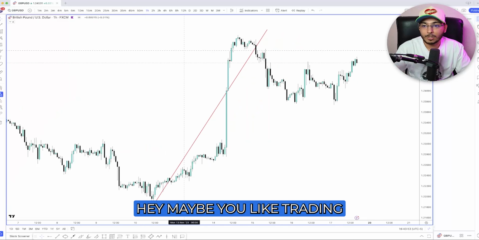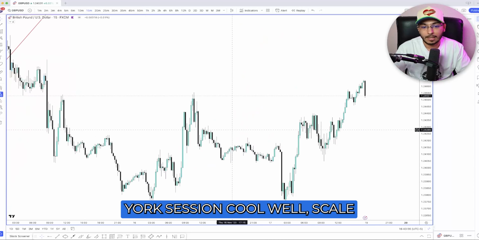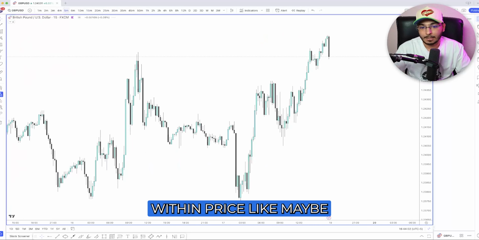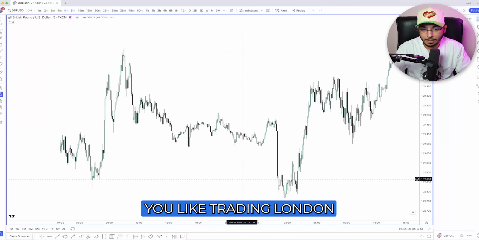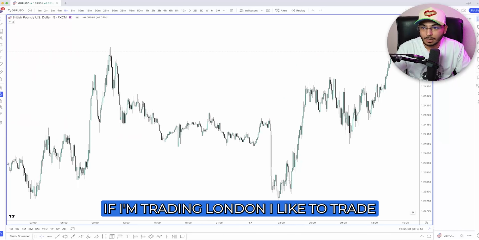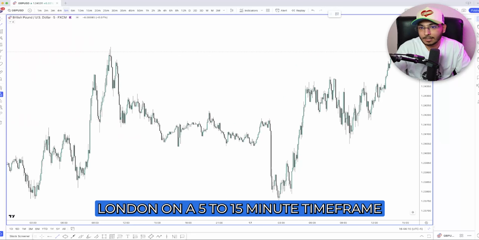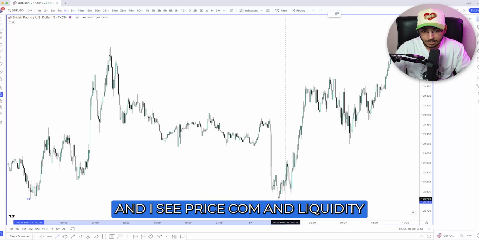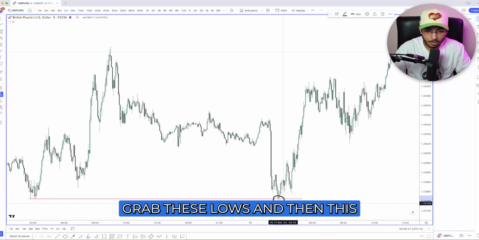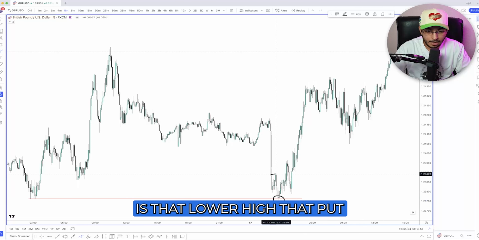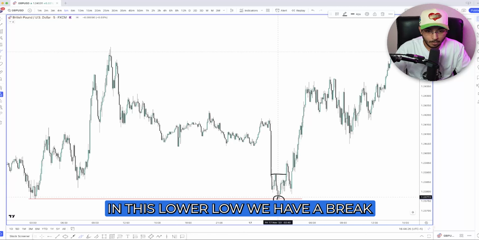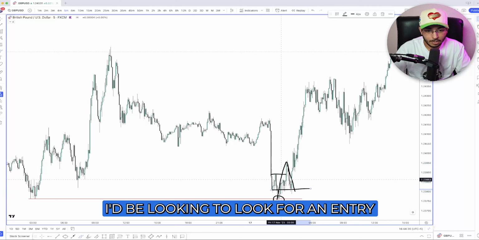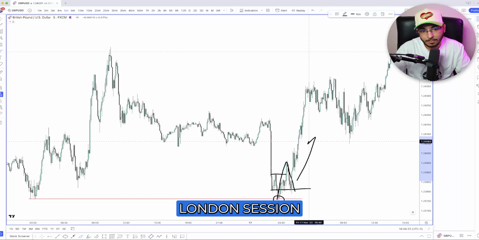Hey, maybe you like trading New York session. Cool. Well, scale on into the lower time frame and look at what's happening within price. Maybe you like trading London. Let's look at these moves during London. If I'm trading London, I like to trade London on a 5 to 15-minute time frame. If I see all these lows and I see price come and liquidity grab these lows, and then this is the lower high that put in this lower low, we have a break of structure on that next pullback, I'd be looking for an entry and go higher for the rest of London session.